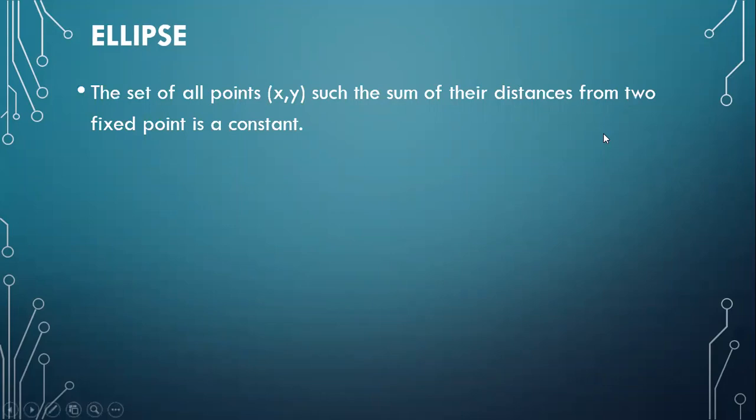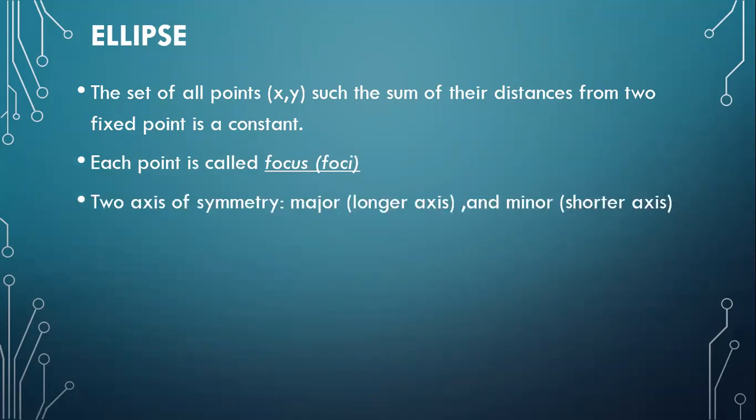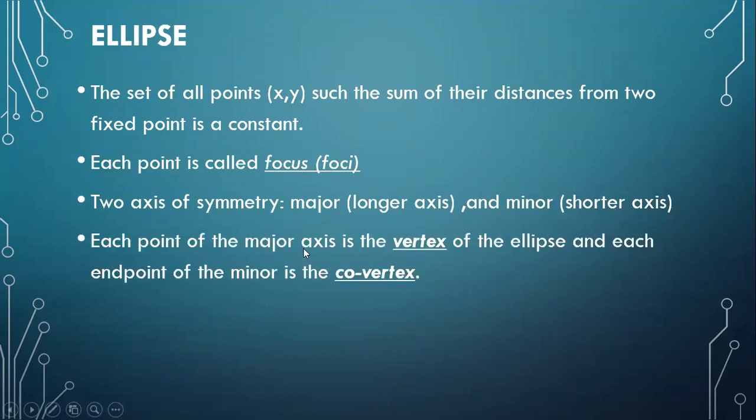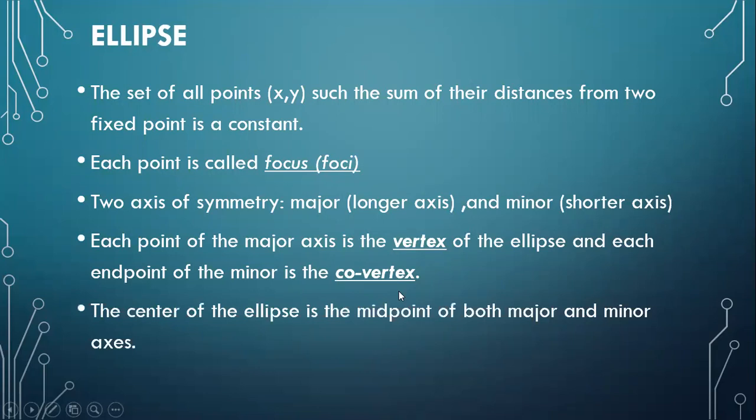An ellipse is the set of all points x, y such that the sum of their distances from two fixed points is a constant. Each fixed point is called a focus, and together they are called foci. It has two axes of symmetry, the major and the minor. In the major axis, we find the vertices, and in the minor axis, we find the co-vertices. The center of the ellipse is the midpoint of both the major and minor axes.